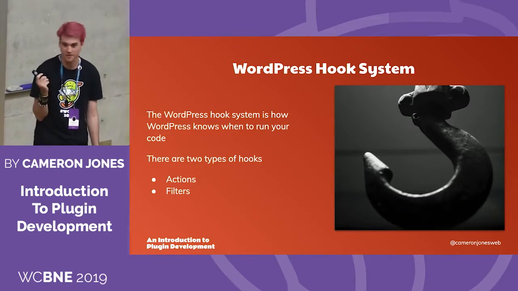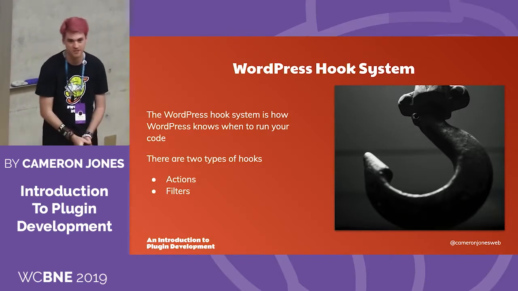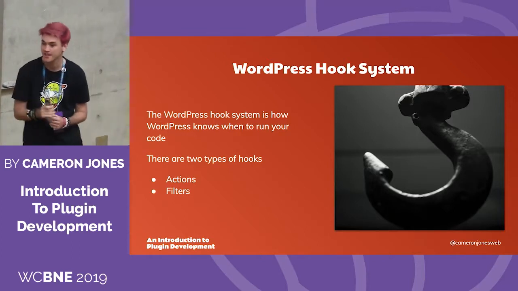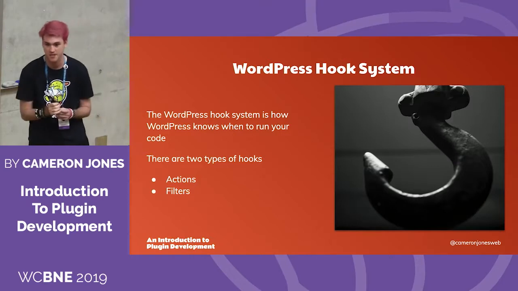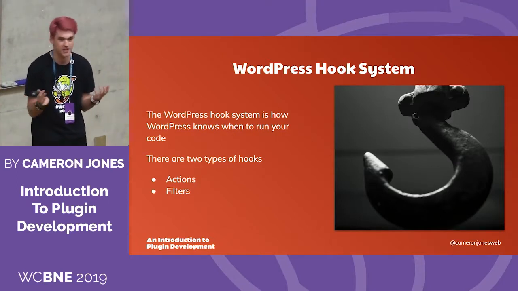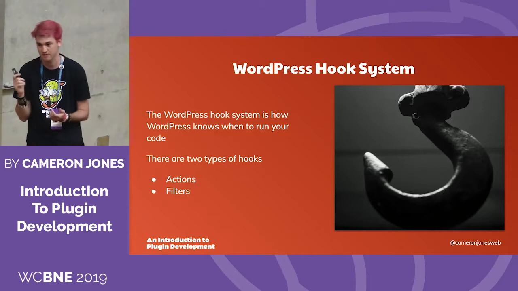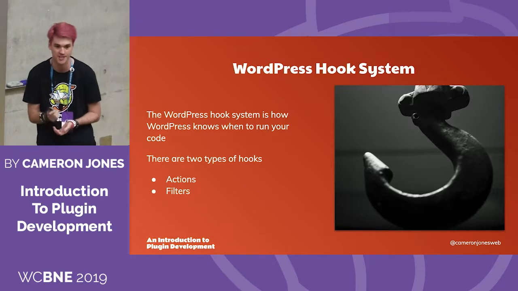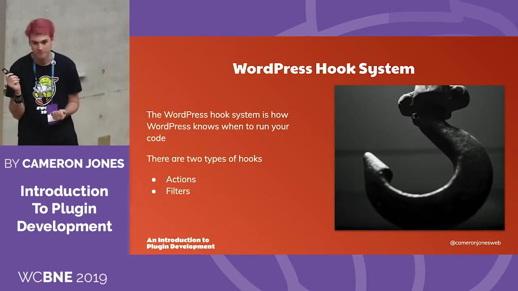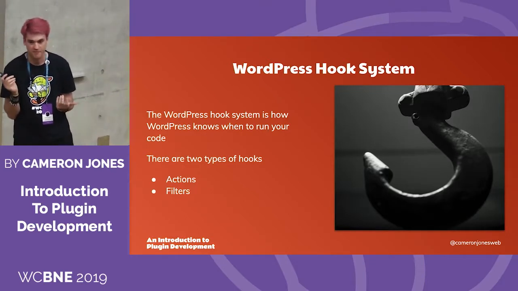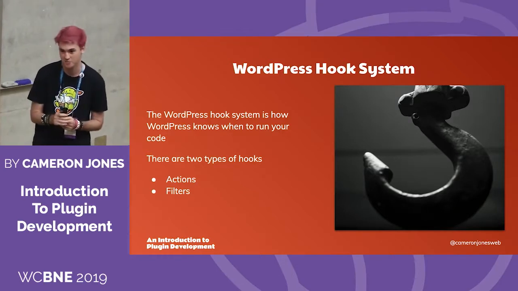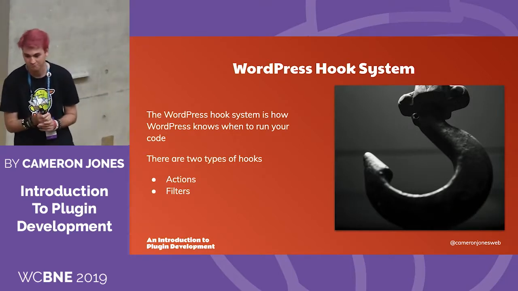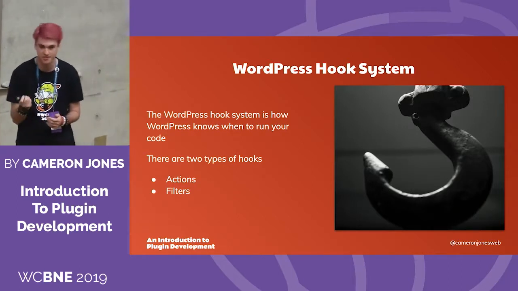But there's a couple of things that we should understand about how WordPress works to make it worthwhile making a plugin. The WordPress hook system is what WordPress uses to run code at certain times. And the way the hook system works has pretty much been the reason why WordPress has become as popular as it has. It means that WordPress is really flexible and easy to customize, and that's why there's so many different amazing plugins out there. There are two types of hooks. There's actions and there's filters.